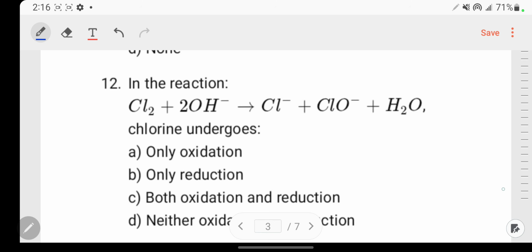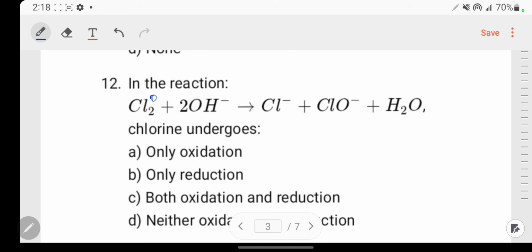In the reaction chlorine plus hydroxide to produce chlorine and the chloride plus we have water. Then we are asked what chlorine undergoes. So how do we identify what chlorine undergoes? Here, let's look at chlorine in the first part. Since the charge is not showing and it's only on itself, it's neutral, so it will be a 0. So it has become a -1. Since the number has reduced, chlorine in this sense is being reduced.